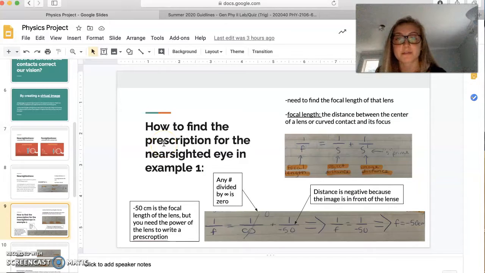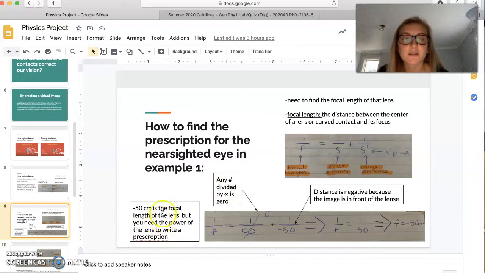So how do we find the prescription? In order to find the prescription, we need to find the focal length of that lens. The focal length is the distance between the center of a lens or a curved contact and its focus. So here's the focal length, the object distance, and the image distance, and we plug all those in to the equation and solve to find negative 50 centimeters. The distance is negative because the image is in front of the lens. And 1 over infinity crosses out to 0 because any number divided by infinity is 0.